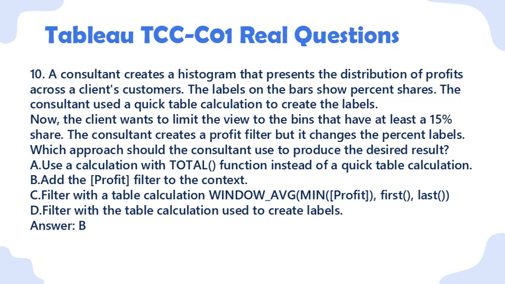A. Use a calculation with a total function instead of a quick table calculation. B. Add the profit filter to the context. C. Filter with a table calculation window_AVG, min, profit, first, last. D. Filter with the table calculation used to create labels. Answer: B.